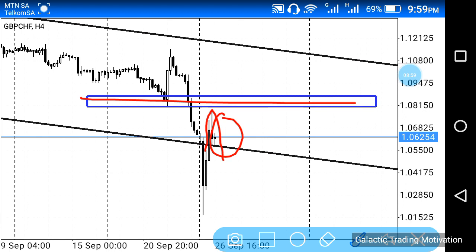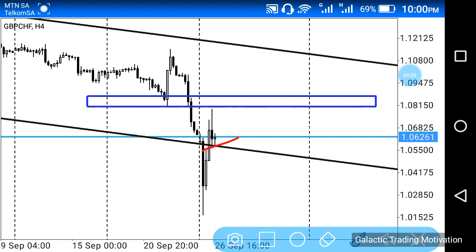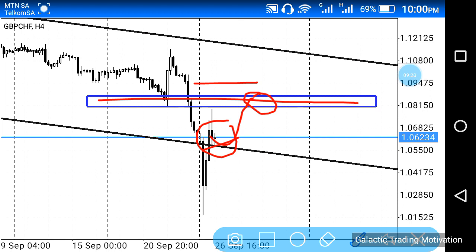At this point in time, I would not be looking for a sell, because that means I would have to put my stop loss just above that neckline, and that is too far in my humble opinion, right? So I would not be selling at this point. I would love to see price come back to the neckline again, because the neckline is a strong level of resistance, and at this point I would then potentially look for a selling opportunity.